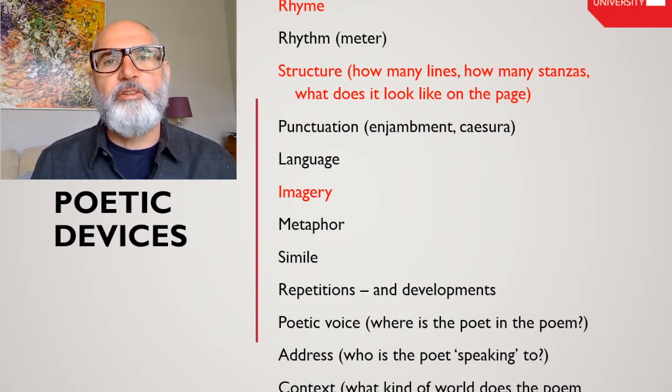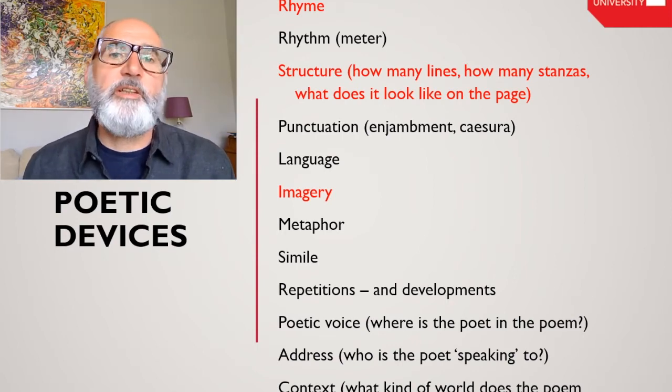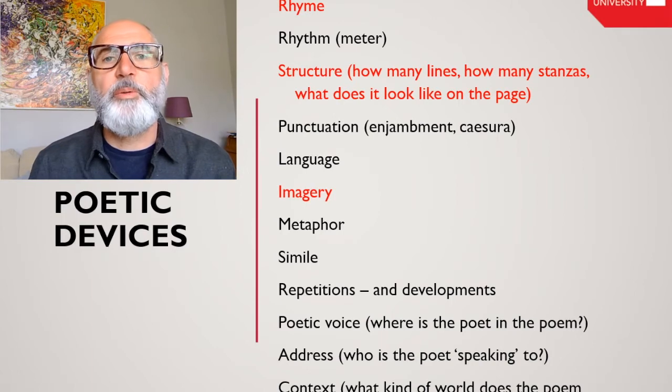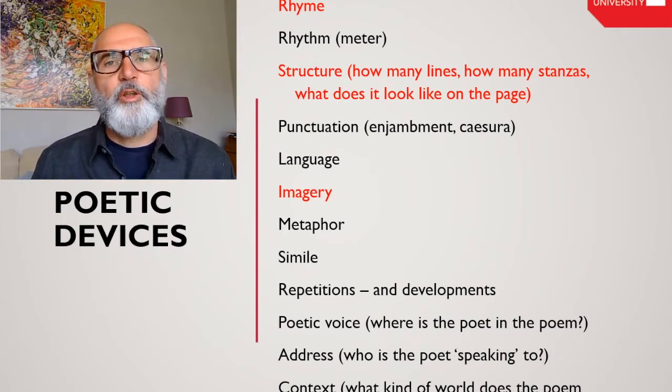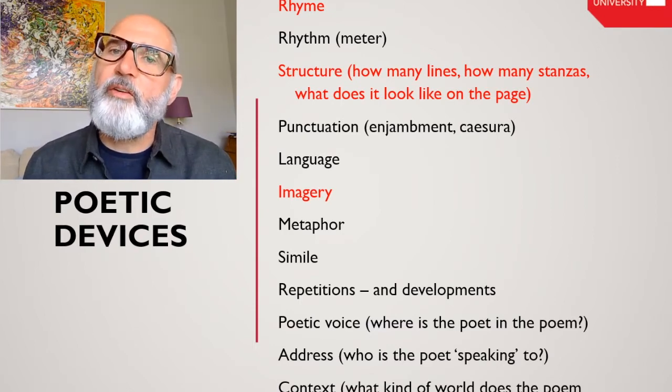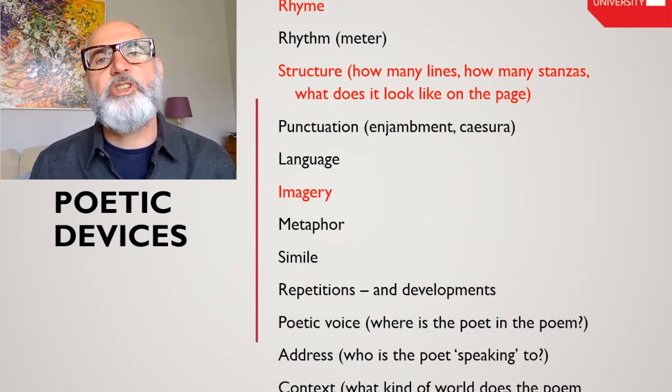Repetitions and developments: things occur more than once in a poem, just like the sounds of the rhyme do, and quite often the poet is drawing our attention to this. So think about things happening more than once, words being used more than once, images being used more than once. Are they always used in the same way, or is there a development? Are things being shifted and transformed as the poem advances?